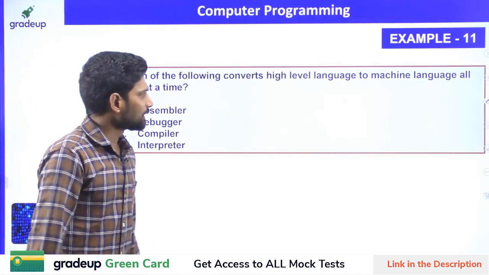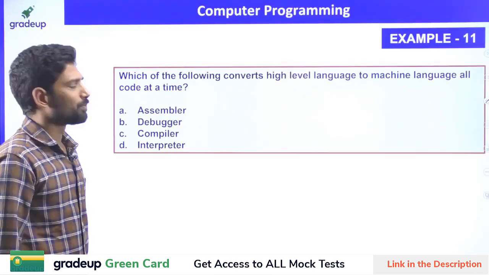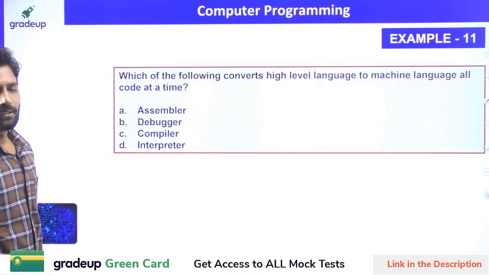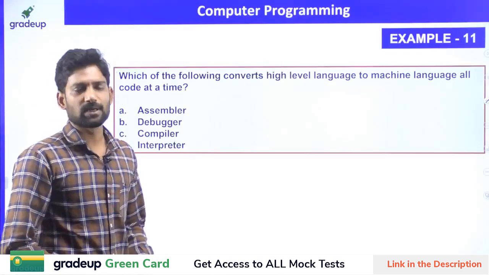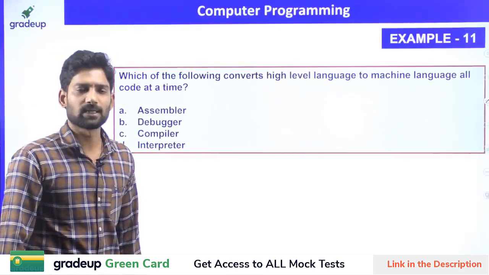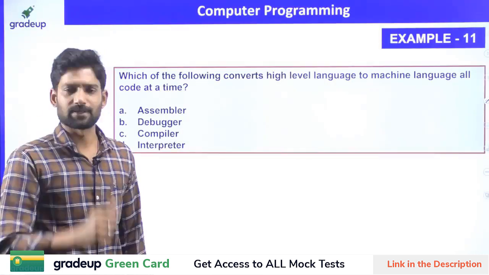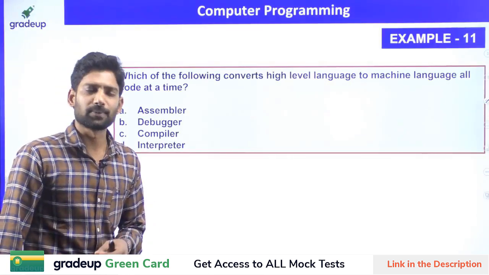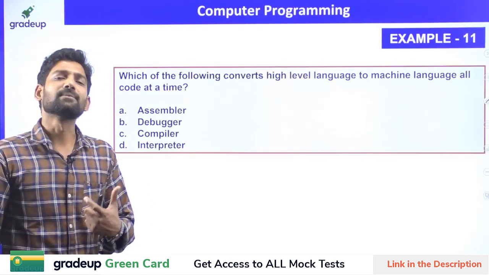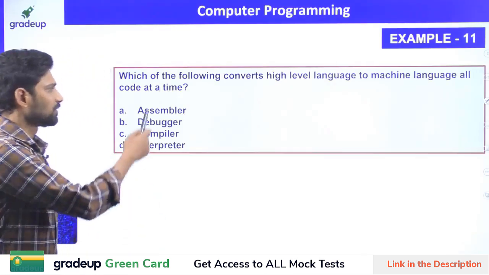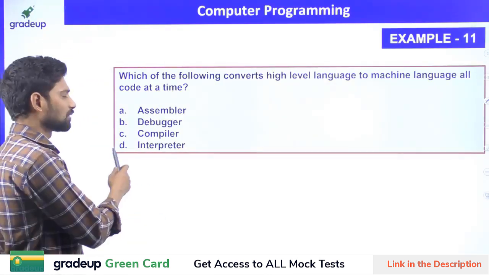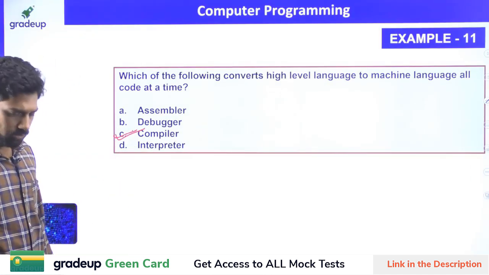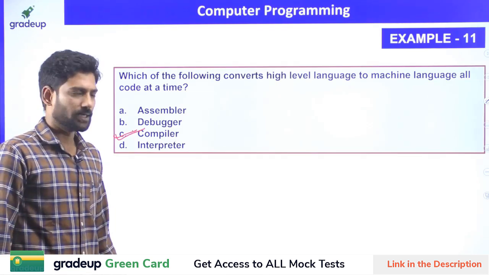Which of the following converts high level language to machine language, all the code at a time? We know there are two translators which convert high level to machine language. What are they? Compiler, interpreter. Compiler translates all the code at a time, while interpreter translates line by line at a time. So for this, all the code at a time, so what would be the answer? Compiler. Okay, next one.